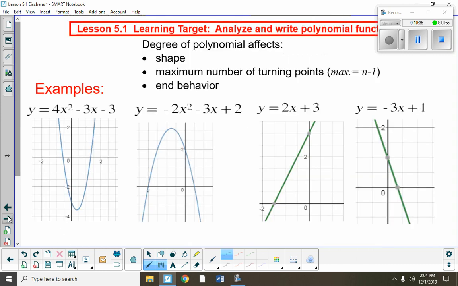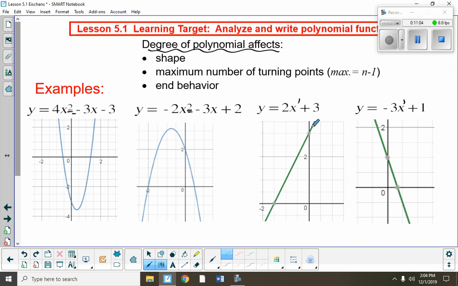So here are some examples. Now, realize that the degree of the polynomial affects the shape. For example, when we have quadratics or an even degree, you have either an up-up or a down-down pattern. When you have an odd degree, you have either a down-up or an up-down pattern. The degree also affects the shape, whether you have curves or just straight lines.